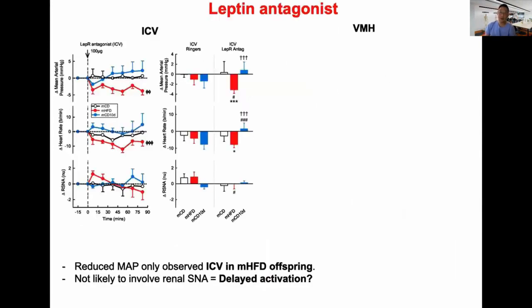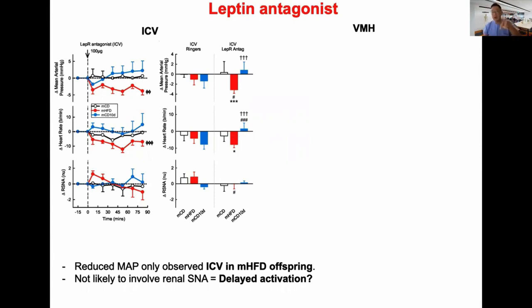Now, let's go with the ICV again. On the left-hand side, it shows the ICV injection. Again, with ICV injection, the drug goes everywhere in the brain. So when we gave the drug by ICV injection, there was a reduction in blood pressure and heart rate in the maternal high-fat diet group only. There was a trend of reduction in the renal sympathetic nerve activity, but we didn't see a significant change. But there was a marked reduction in the blood pressure and heart rate when leptin antagonist was given ICV.